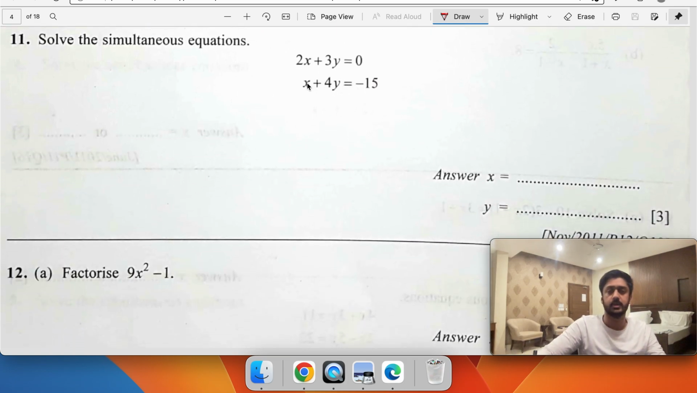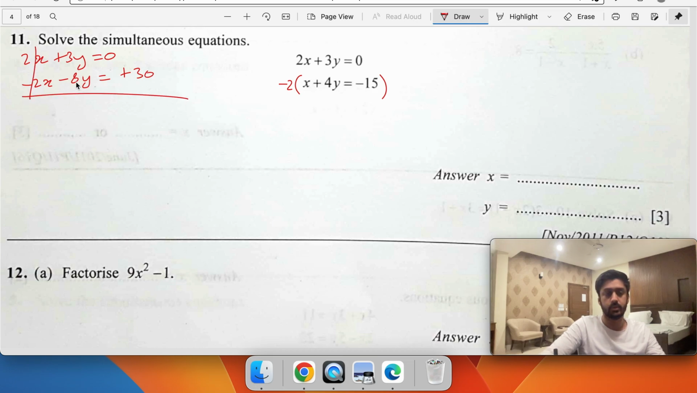Another pair of simultaneous equations. Again, that's an easy one. Multiply this by negative 2. First equation is 2x plus 3y equal to 0. Negative 2x, negative 8y is equal to positive 30. Add these two, get rid of this. Minus 5y is equal to 30. Y is equal to 30 by minus 5. Y is equal to minus 6.